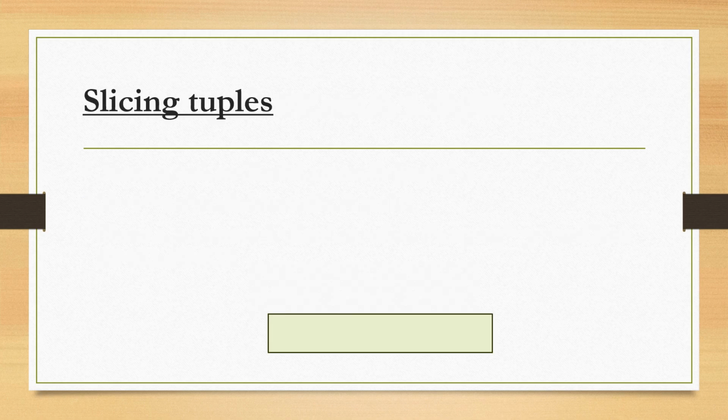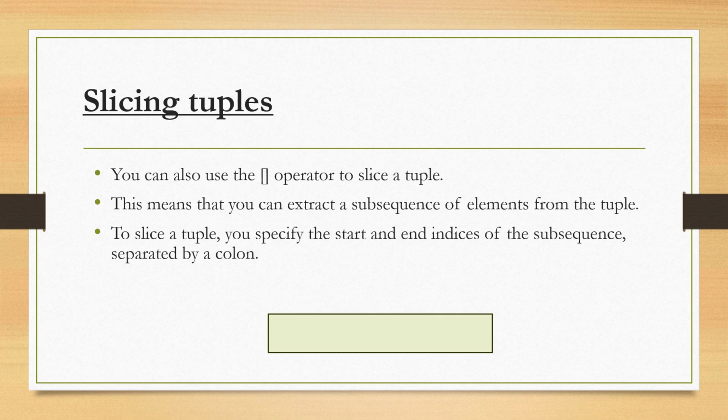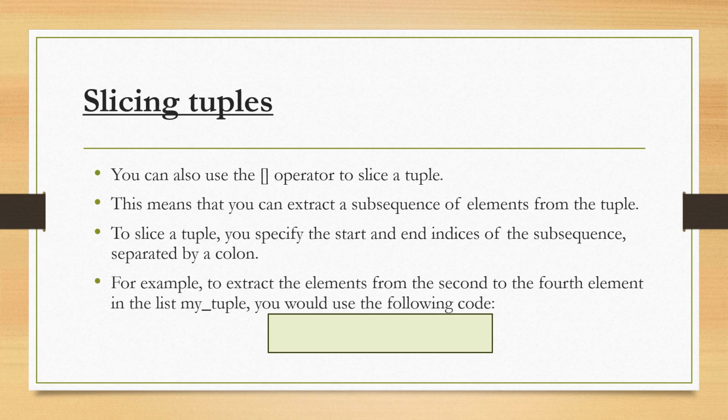We can also slice tuples, like we performed this task in the list. We can use it similar to the list. So you can also use square brackets to slice the tuple. This means that you can extract a subsequence of elements from the tuple. To do so, we have to specify the start and end of that subsequence. We use this code: subtuple equal to my_tuple, and it will provide us the second element to the fourth element. We are going to get this sequence.